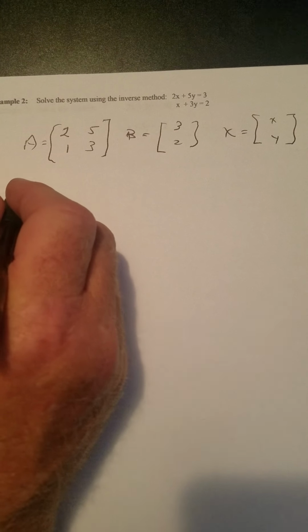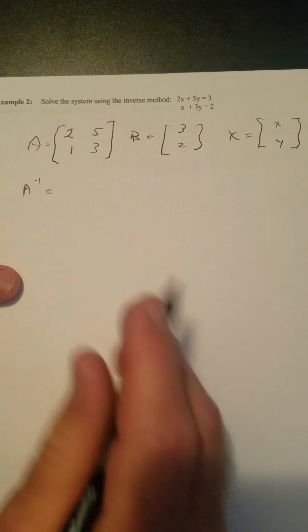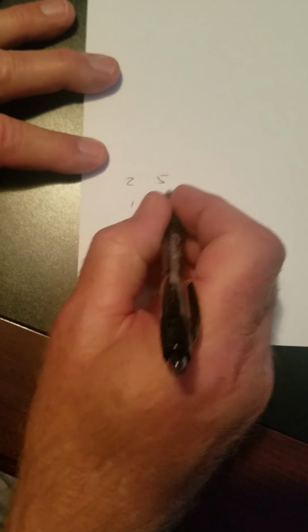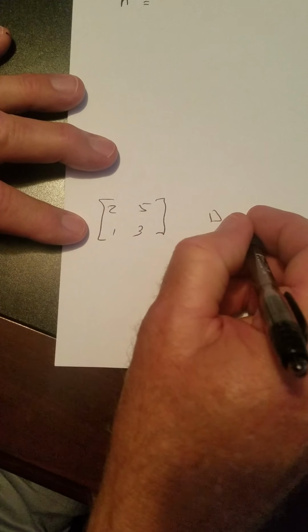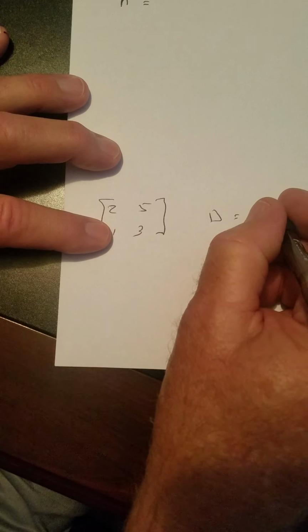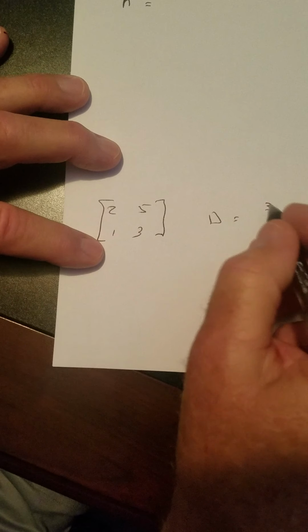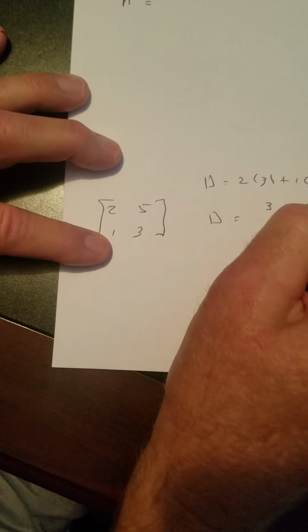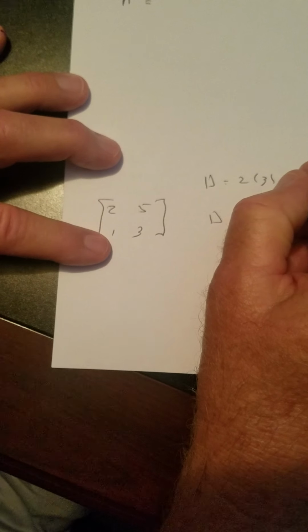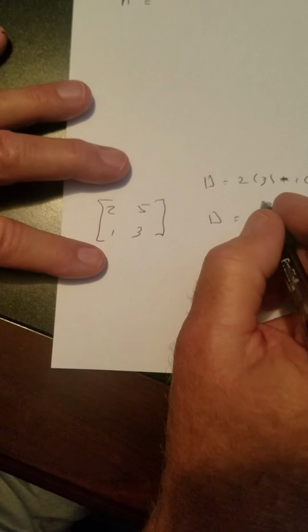Okay, we need to find the inverse of A. If you remember the steps, I'm going to come down here to the bottom. So I had 2, 5, 1, 3. Okay, so D will be equal to, we're going to switch the 3 and the 2. Oh, I'm sorry, I got ahead of myself. D is equal to 2 times 3 minus 1 times 5. So 6 minus 5 is 1. That's nice.